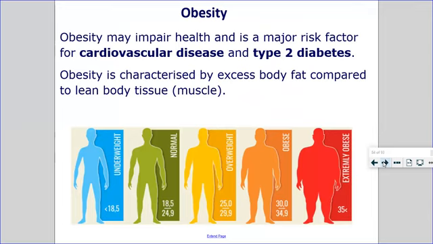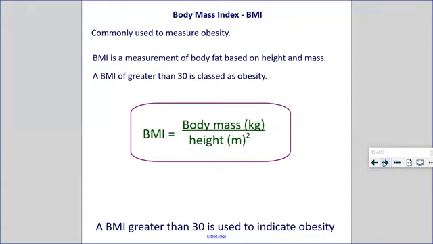So obesity is another factor that has an impact on cardiovascular disease. And obesity can be measured and defined, if you like, by something called the body mass index. So the body mass index is a comparison of height to mass. And there's an equation for calculating your BMI. And if you have a BMI of greater than 30, then you would be classed as being obese.